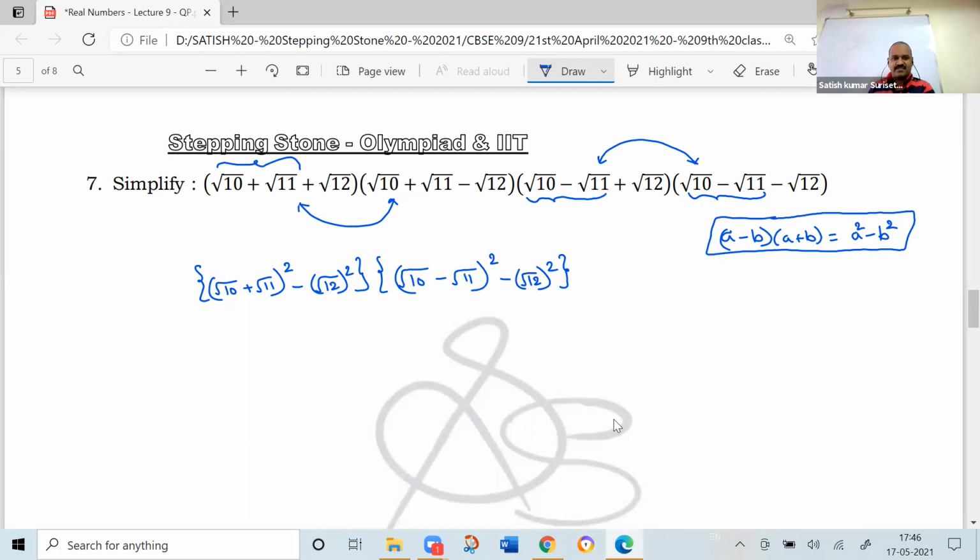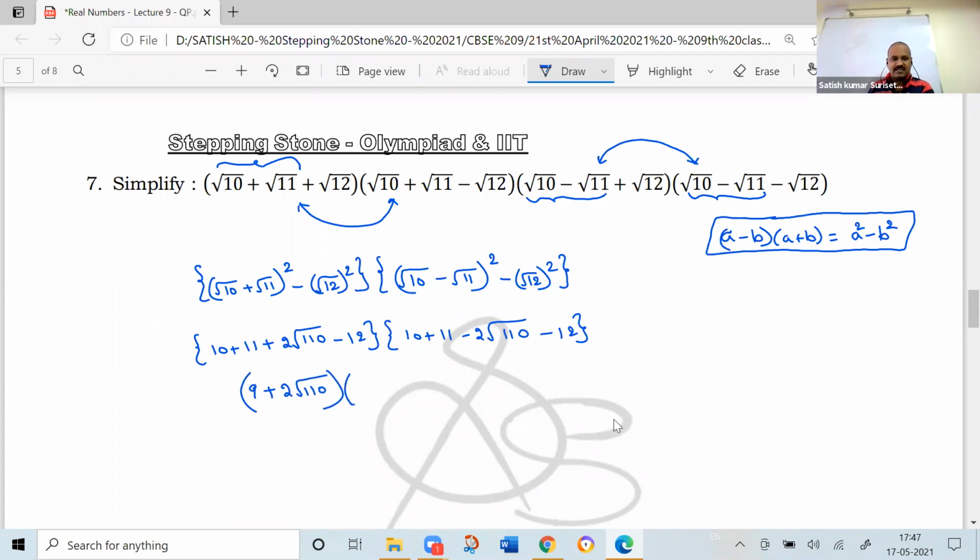Now expand this. When you go for expansion, (a plus b) whole square means 10 plus 11 plus 2 root of 10 into 11, so 110, minus 12. Here 10 plus 11 minus 2 root of 110 minus 12. So 10 plus 11, 21, minus 12. How much? Nine plus 2 root of 110.